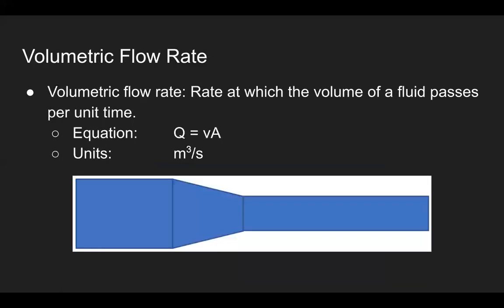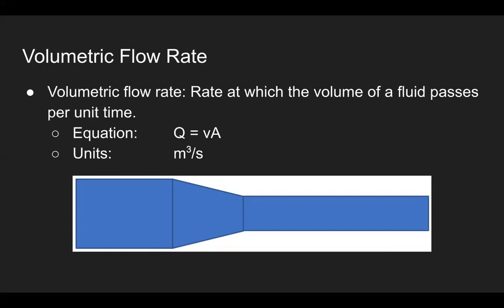The second concept we will need to understand is volumetric flow rate. This is essentially the rate at which the volume of a fluid passes per unit time. The equation for volumetric flow rate is the product of velocity and cross-sectional area. Volumetric flow rate is denoted by a capital Q, so it cannot be confused with velocity, which is a lowercase v.